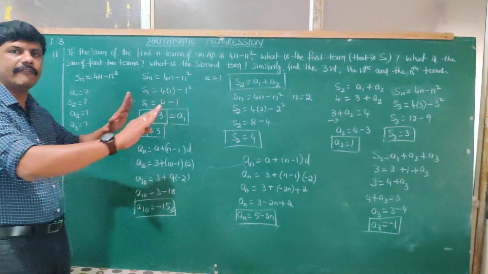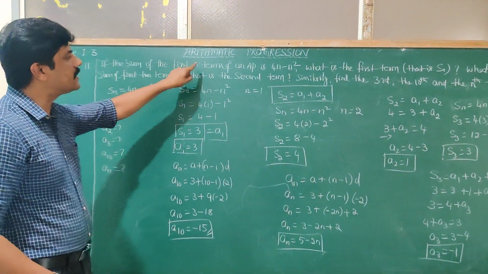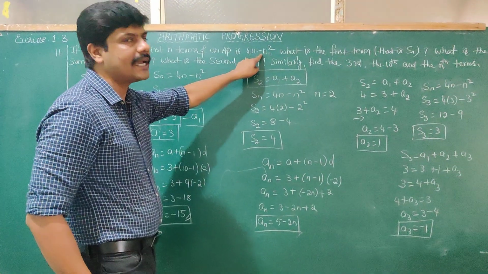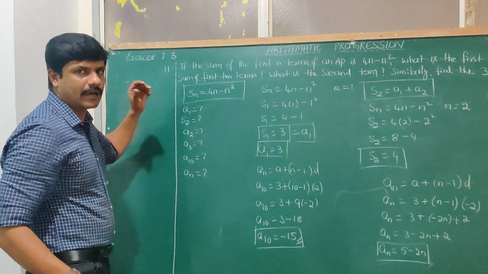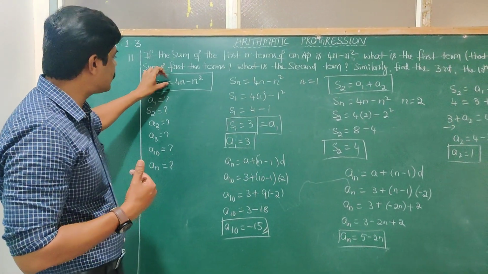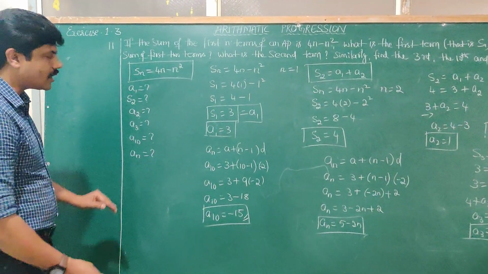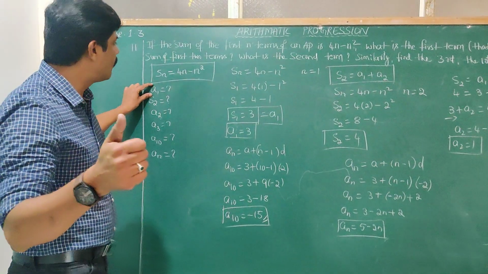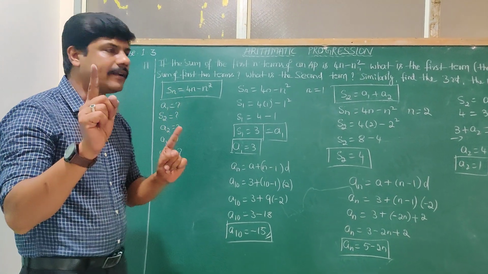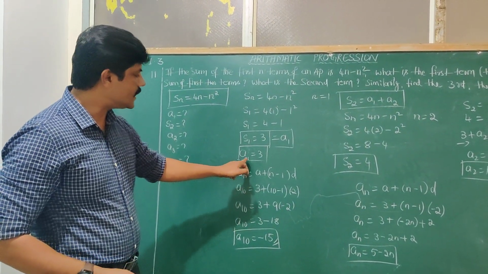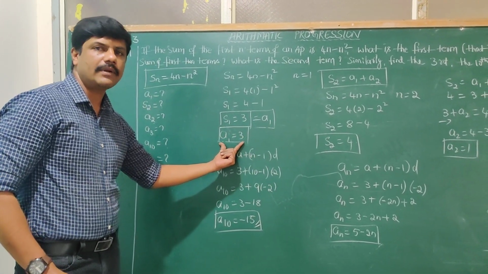This is the nth term. Thus we have solved everything. Understand, children? So how did we solve this? The sum of first n terms of an AP, Sn is equals to 4n minus n square, was given, and this was the only thing available for us. So using this, we have solved everything one by one. What are the things asked? A1, first term. How did we find the first term? By substituting n is equals to 1. When we substitute n is equal to 1, we get S1 is equals to 3. S1 is nothing but A1. Thus we got A1 is equals to 3.